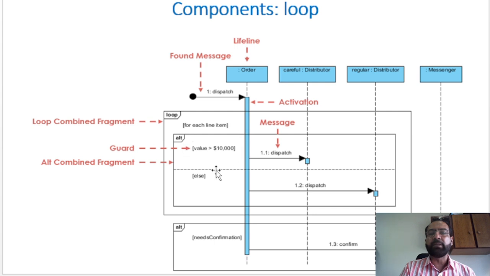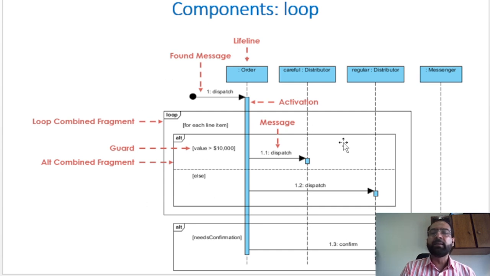Then you can add a condition. If that value is greater than this, then that dispatch will occur. Else there might be another condition, and in that case the regular distributor will dispatch. So if the value is greater than this, then there is a careful distributor, and that dispatch will be done, or if it is obviously less than 10,000, it means it will be dispatched by the regular distributor. The alt condition needs confirmation. If that is confirmed, then it is passed on to the messenger.